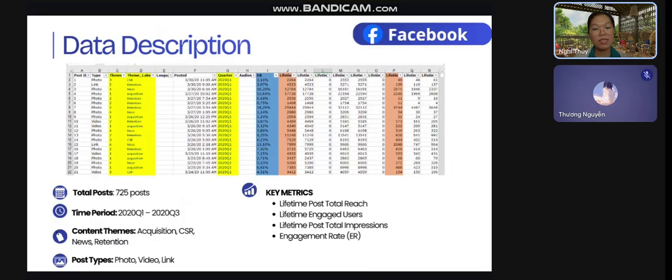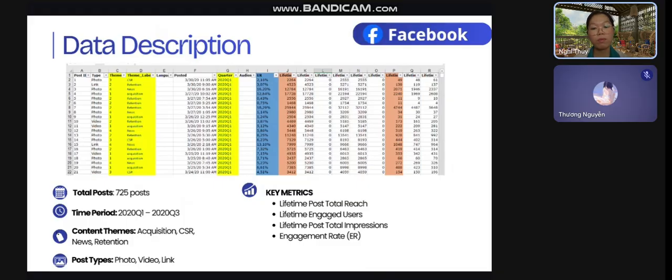The dataset also includes three post types: photos, video, and link. To measure performance, we use key metrics, which are engaged users, impressions, and engagement rates. These metrics help us understand both audience size and user interaction.